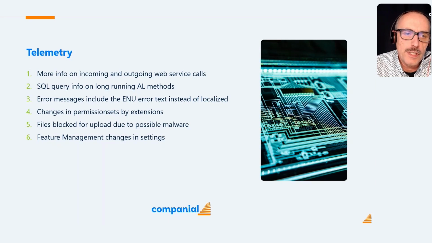Also, what will be logged now is changes in permission sets. I haven't seen it working yet, but it's definitely coming. So if an extension is installed and that extension modifies existing permission sets by adding a table or something like that, you will now be able to monitor that. Same goes for uploading files. Sometimes if you try to upload a file, that file will be blocked by the service because of possible malware. So there's a malware detection there. And until now, you did not get any notification of that, but now you can see that in the telemetry.